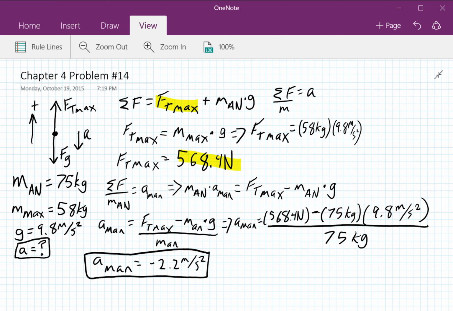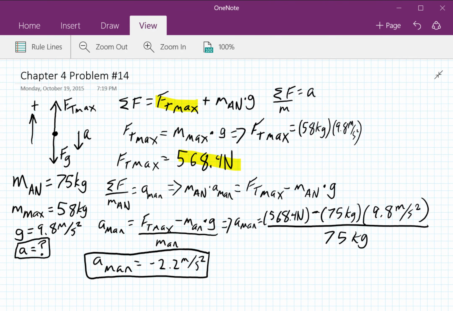So if the person accelerates down the rope at a rate of 2.2 meters per second squared, he will be able to reach the bottom without the rope breaking. Now, to help you understand this, it does not mean the person will go down with a velocity of 2.2 meters per second. A lot of people think that for some reason the acceleration is explaining the speed that they're going down, and it's not. It's the change in velocity. So that means the person has to keep going faster and faster while going down.